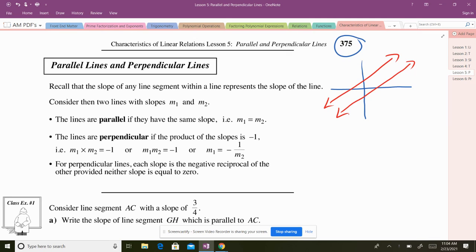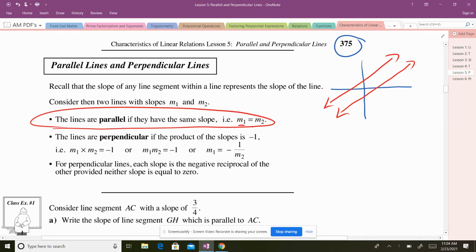Okay? So parallel lines have the same slope. M1 is equal to M2. Same slope. Okay? So if two lines have the same slope, they are parallel. Perpendicular lines.